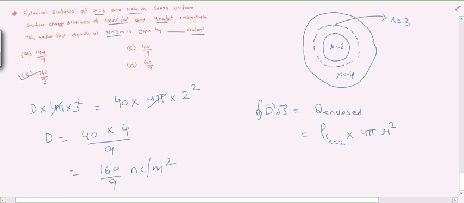So from the given options, this option is correct. This is how you can use Gauss law to solve this problem.